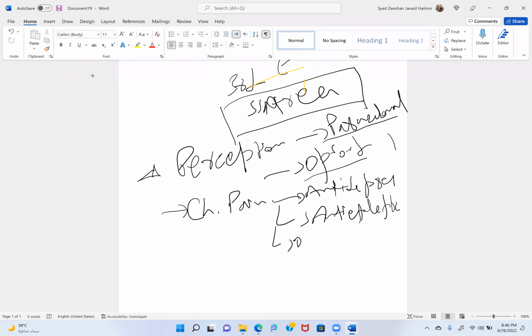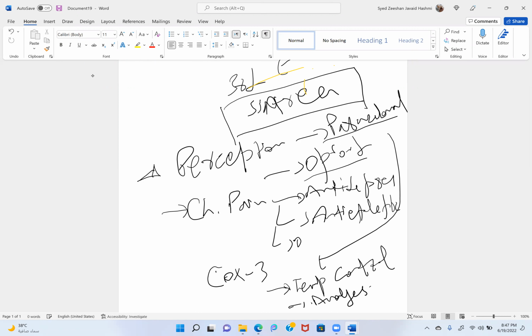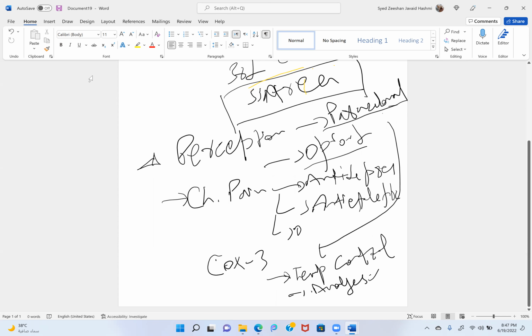Paracetamol acts on COX-3 receptors and it is related to temperature control, and it is also analgesic by changing the perception. Remember one thing, paracetamol is not anti-inflammatory. It has a separate mechanism of action. It has nothing to do with the NSAIDs which we use. So some people ask, we are giving paracetamol, should we also give diclofenac? Diclofenac is separate, paracetamol is separate.